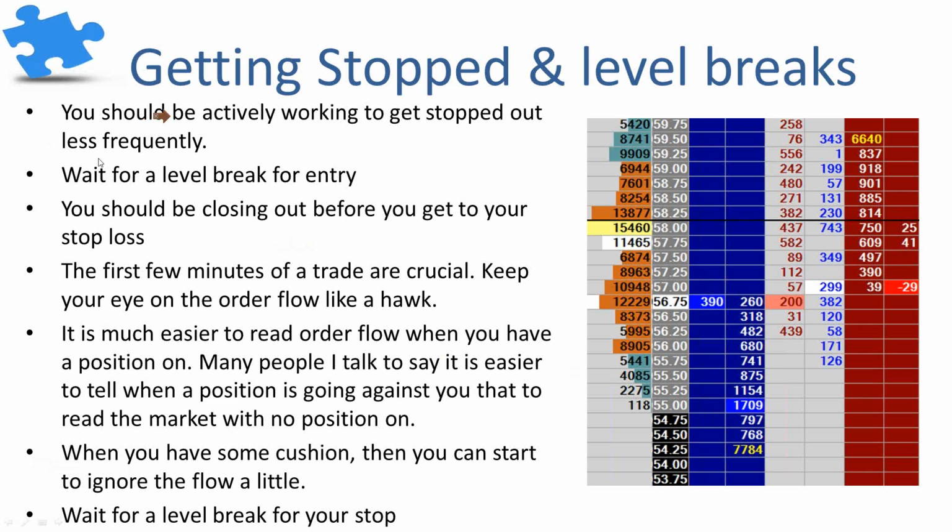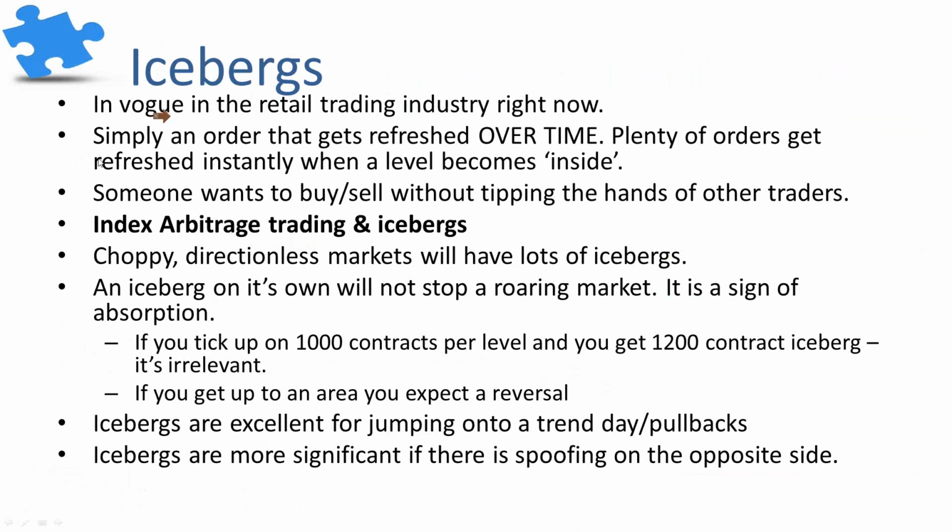Right, icebergs. Up to now, we haven't talked much about iceberg orders, but they have been in vogue of late in the retail trading world, and there's a lot of mystique surrounding them. But they really are quite simple. An iceberg order is simply a limit order that gets refreshed over time. So if you wanted to buy 10,000 contracts, it would be pretty silly to just put in a bid for 10,000 contracts, because everybody and his dog would buy in front of you. They'd basically front run you. So you put in a bid for 1,000 and you keep adding more contracts as people sell to you.